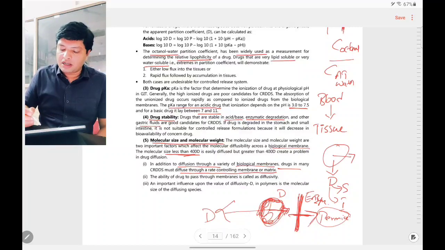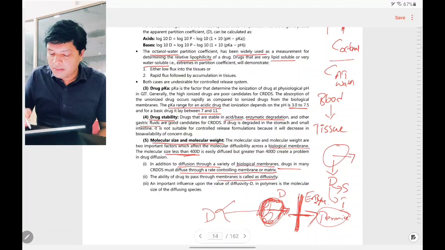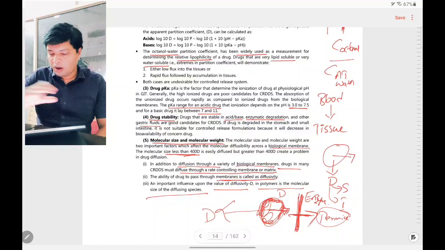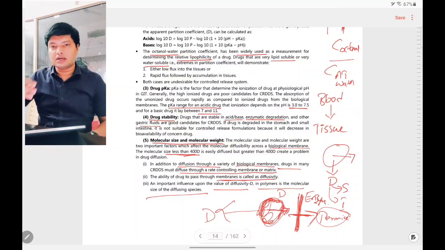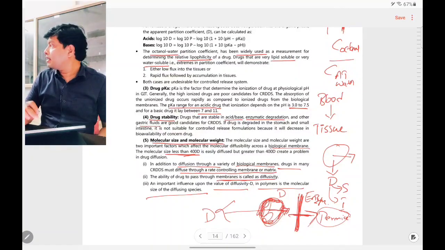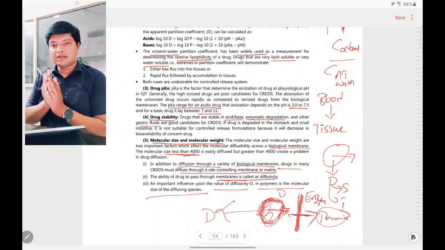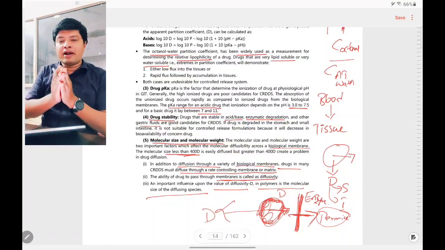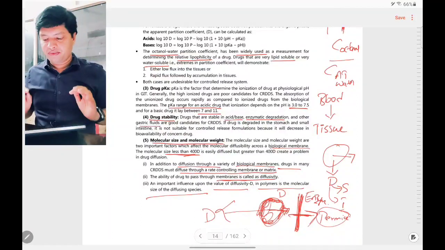Next is ability of drug to pass through the membrane, we call it as diffusivity. Here the important influence upon the value is the molecular size of the diffusing species. What this point is saying is the drug size should be less, then only it will diffuse from the biological membrane, or you can say your polymeric membrane. Overall what I am trying to say here is that the drug size should be near 400 or less than 400, then only it can pass through the membrane which is rate controlling, or you can say biological.